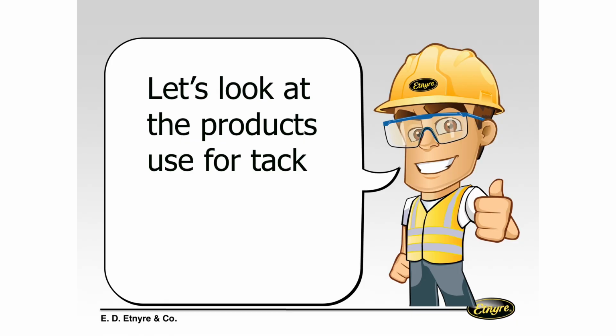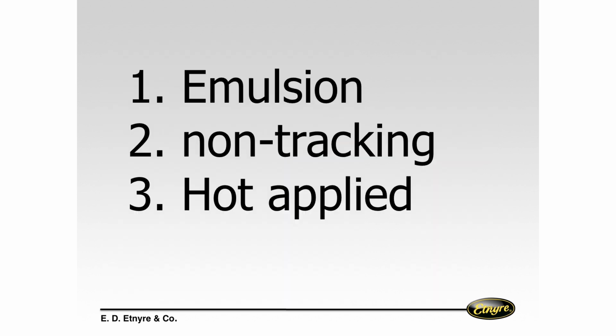So look at the products that we use. What products is Virginia using for their tack coats? Well, we use emulsions, which is one thing we'll talk about today. We use a non-tracking tack, which is basically an emulsion that's made differently so that our trucks don't track it away and it stays where it needs to be, so we're not dragging our glue off the job site. And then some of the new ones are hot applied tacks.